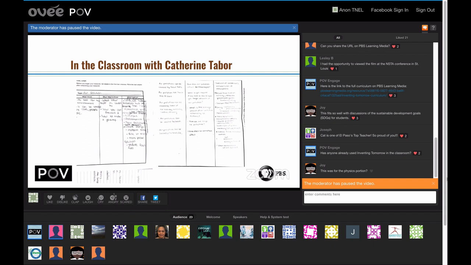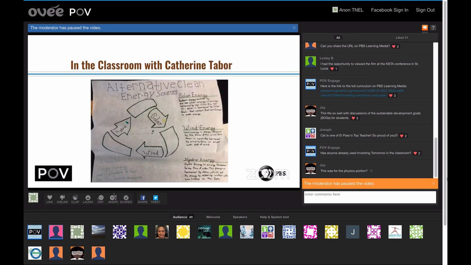And after their research on air pollution, I did have the students create some really cool looking posters. This was one of the posters that they created. It's on alternative clean energy sources. They did research on air pollution, and then they decided that the way they were going to help solve the air pollution problem is to look at alternative clean energy sources. And so this one has solar energy, wind energy, and hydro energy. And it was very exciting for them.